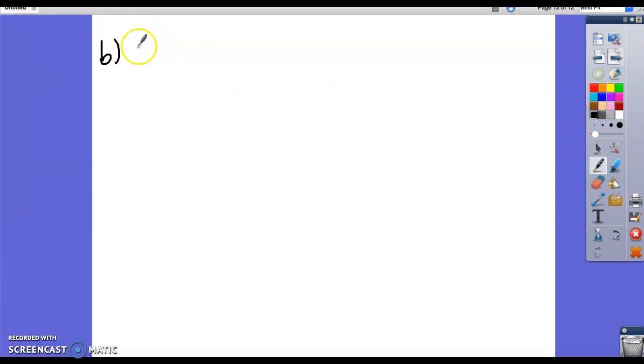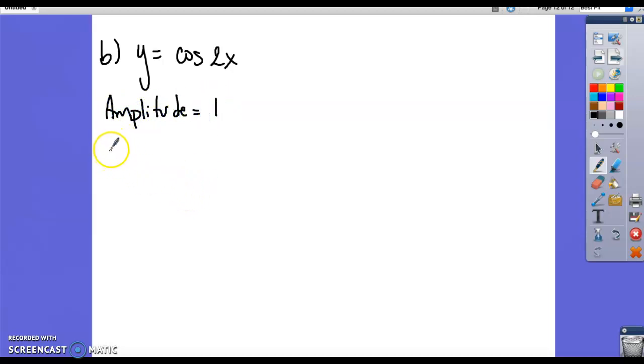Let's look at y equals cosine of 2x. My amplitude here is 1. I don't have a vertical stretch or a vertical shrink. But my period does change. This is a horizontal compression, or horizontal shrink. So I would say 2 pi over 2, so my period is pi. That means the length between my critical points is going to be pi divided by 4.